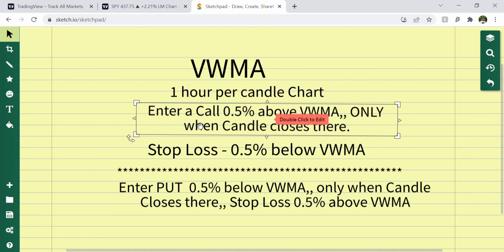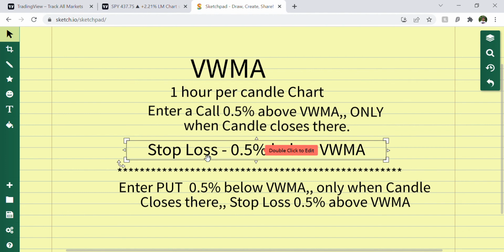And the candle should give me a closing of 0.5% above the VWMA. So I'm talking more on the call side. Currently I'm talking more on the call side. If you understand the call side well, it's very easy to reuse the same concept on the put side. Okay, so when a candle crosses and closes 0.5% above VWMA, we're going to enter a call. What will be my stop loss? My stop loss will be same, 0.5% below VWMA.